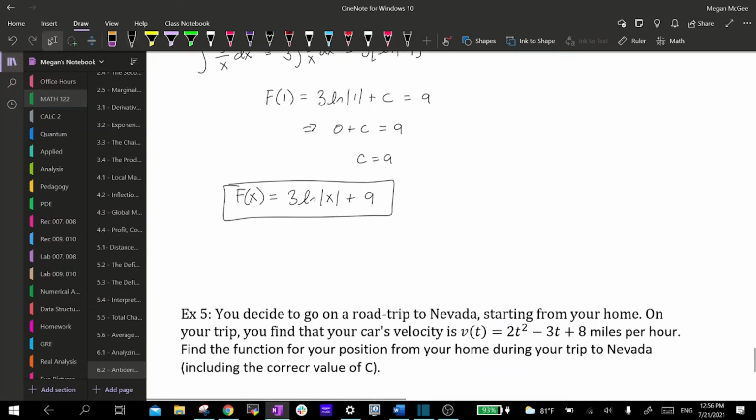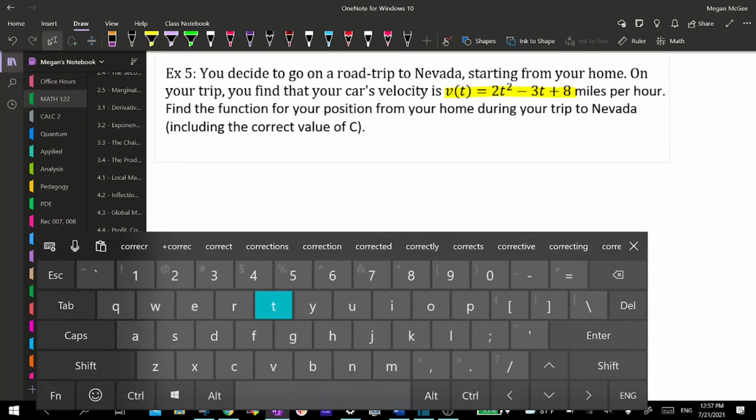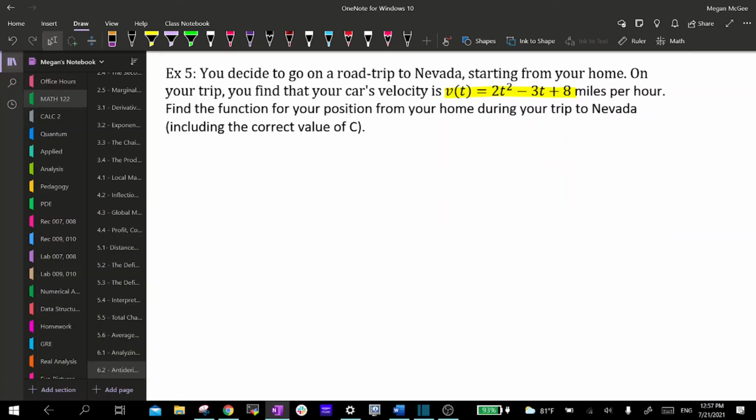Okay, and our last example is example 5. So here it says you decide to go on a road trip to Nevada starting from your home. On your trip, you find that your car's velocity can be measured by this function here. And it asks us to find the function for your position from your home during your trip to Nevada. And we must include the correct value of c.